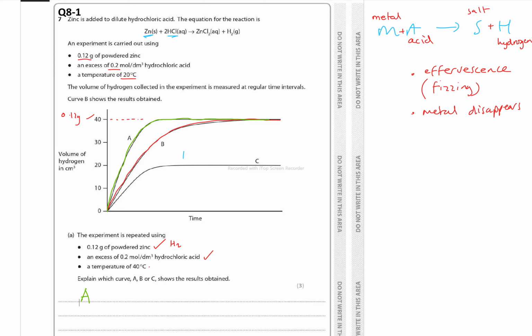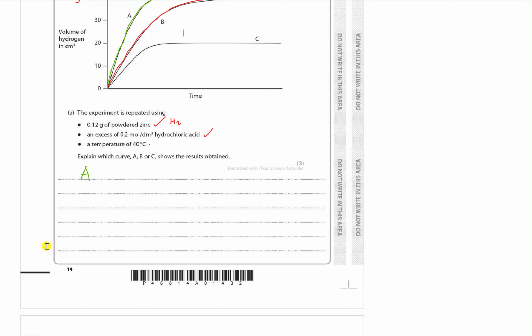Now, how can we say that? What can we say there? Why is it A? It's because at higher temperature, the reaction is faster, right? So you have a steeper curve. The gradient is steeper.